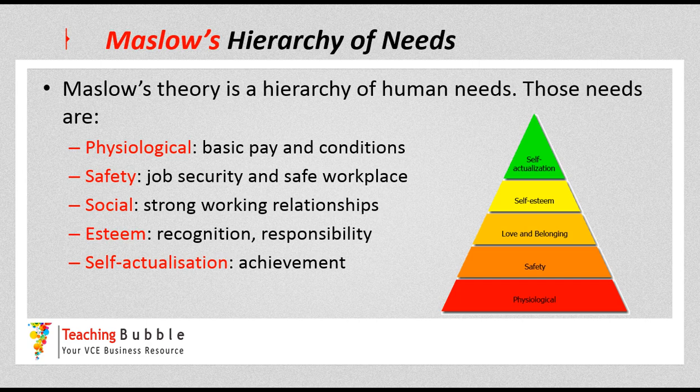Now, if we're going to transfer that into the workplace and look at what that means for employees, the physiological needs can be things like basic pay and basic working conditions. So Maslow is saying that employees initially will be motivated by that, and then once that's been satisfied, they'll move up to the safety needs. So things like ensuring they have job security, making sure there's a safe workplace.